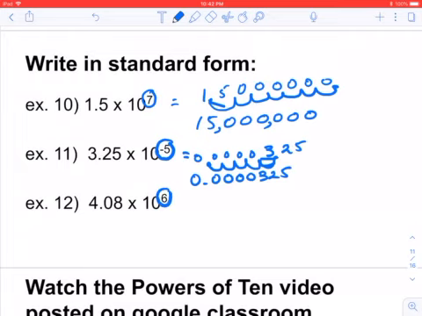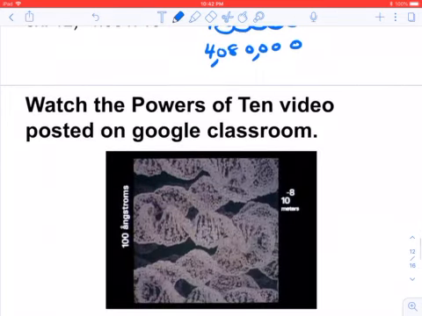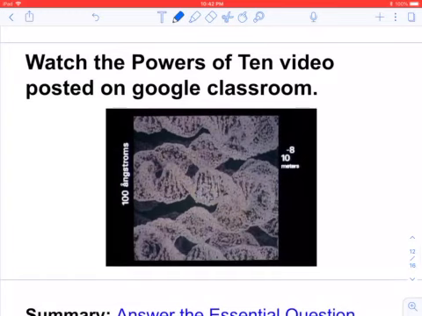Last one has a positive exponent on it. That's going to make a big number. So we have that 4.08. We're going to think about how am I going to move this decimal to make it into a big number. That's right, we're going to move it to the right. So we're going to go 1, 2, 3, 4, 5, 6 places to the right. Fill in those extra spots with zeros. So we have 4, 0, 8, and then 1, 2, 3, 4 zeros. So we get 4,080,000.